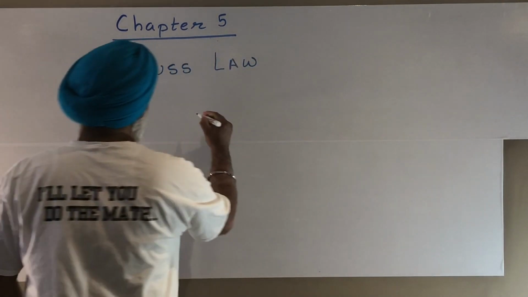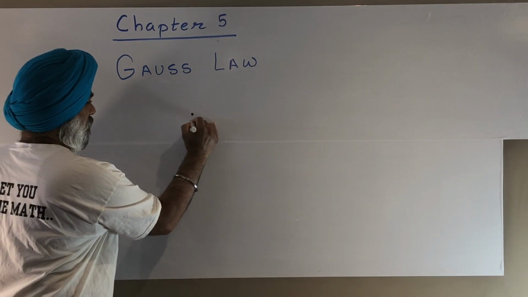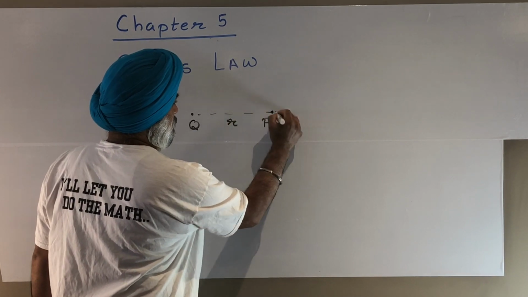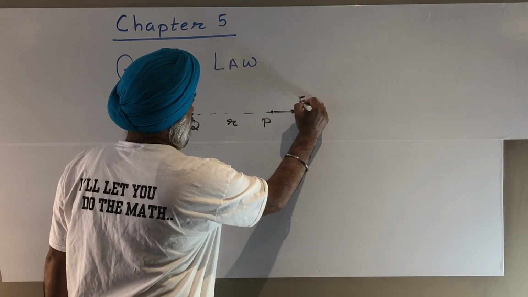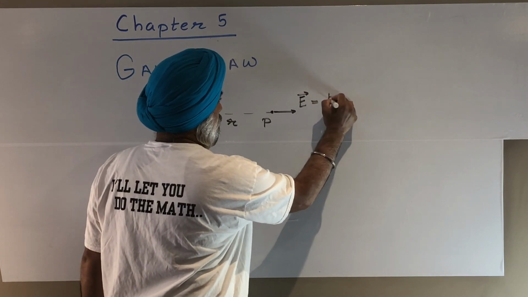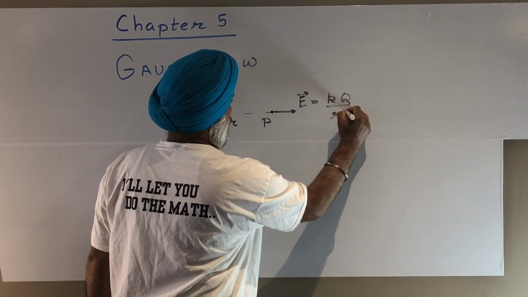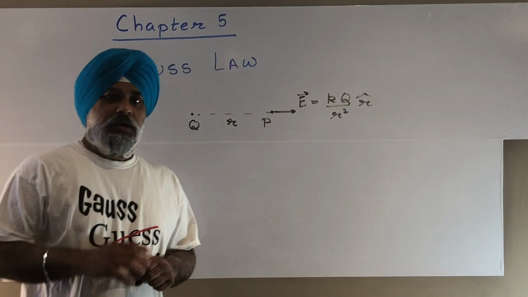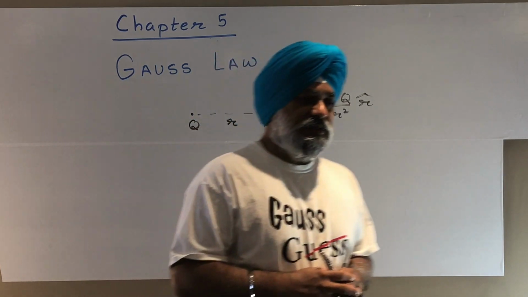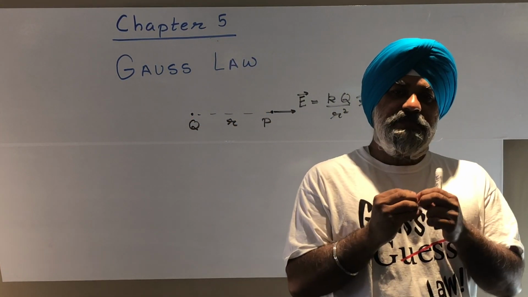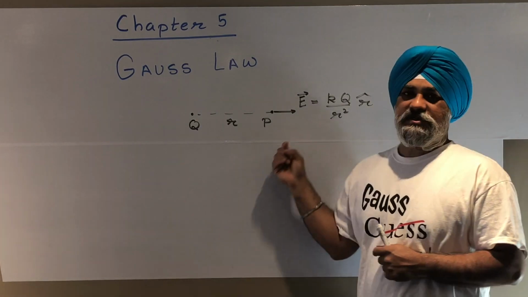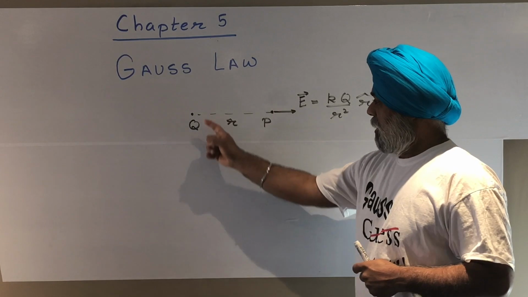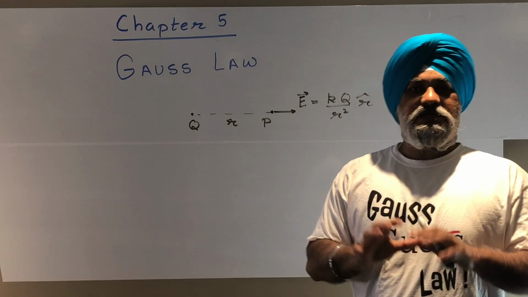So far what we've seen is that if we have a charge and we go to a point some distance r away, we get an electric field, which is simply kq by r square r hat. Gauss law is simply a restatement of this very same fact. It is another way of looking at this same square law.